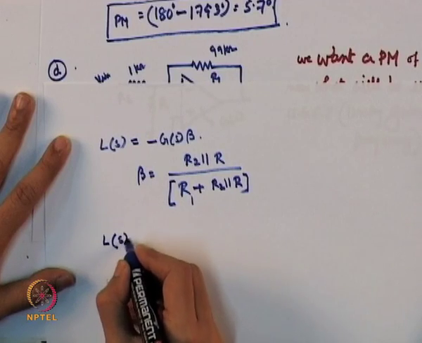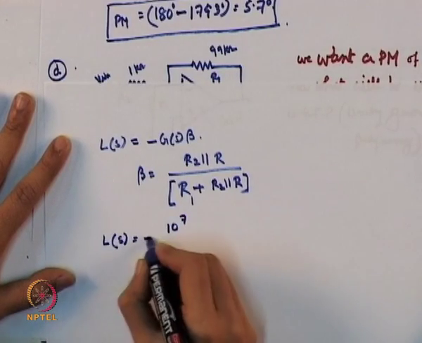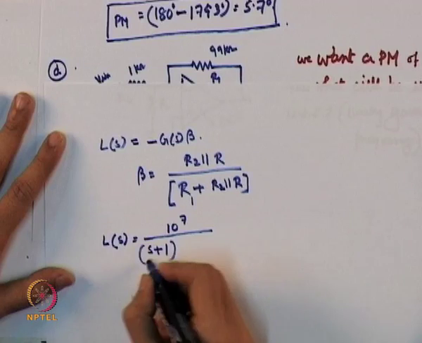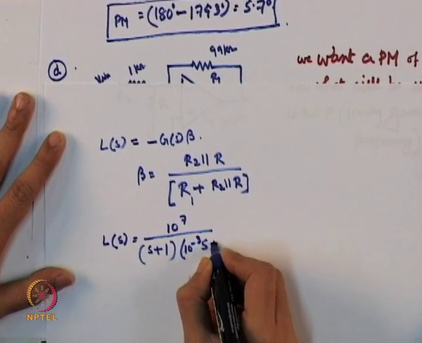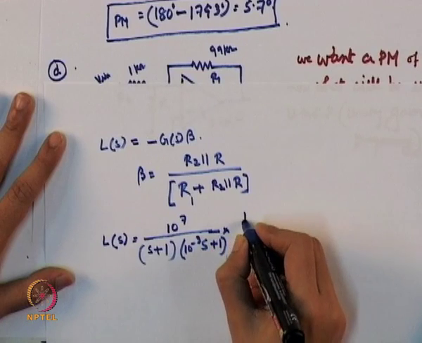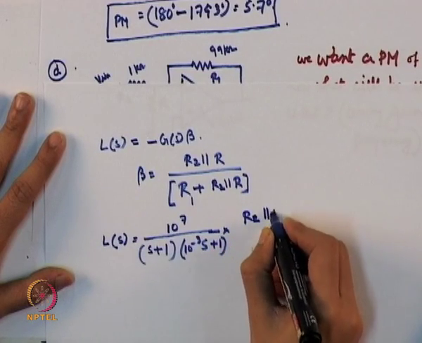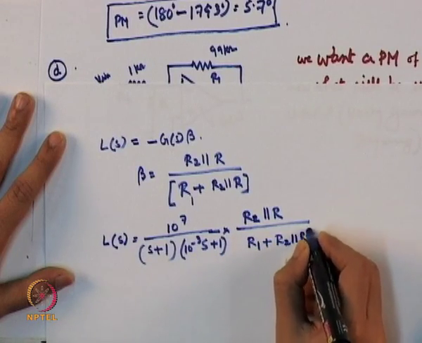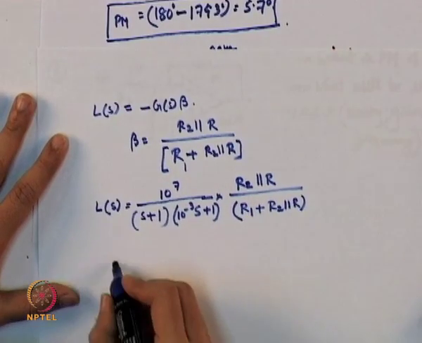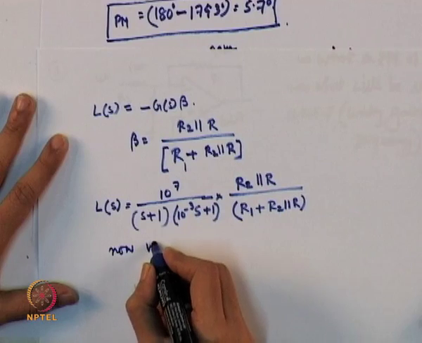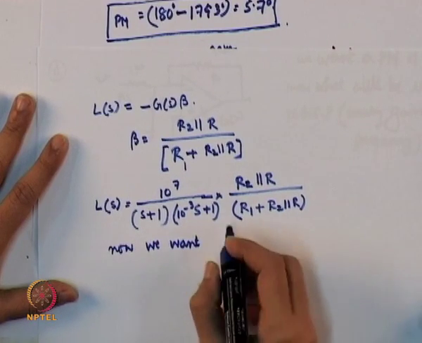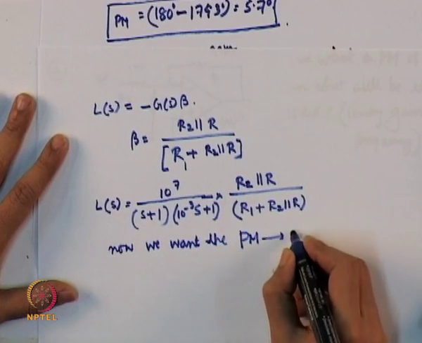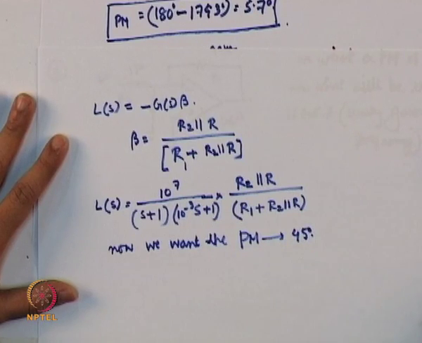Now, the new Ls becomes 10 to the power 7, that is our earlier Gs which we have considered, that remained the same, into S plus 1 into 10 to the power minus 3 S plus 1 into the new beta, R1 plus R2 parallel R. Now, we want the phase margin to be 45 degree.